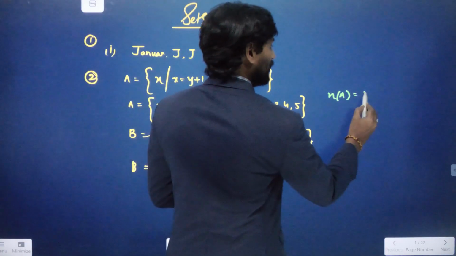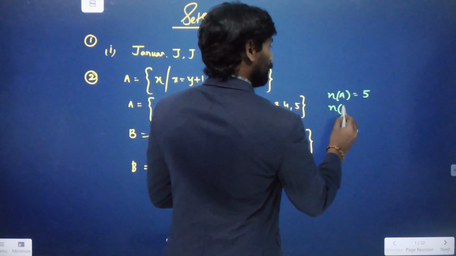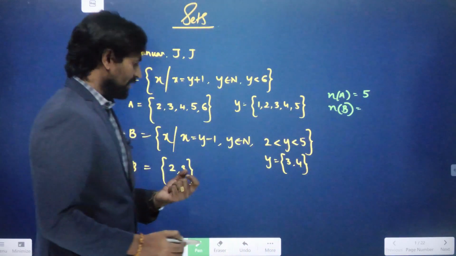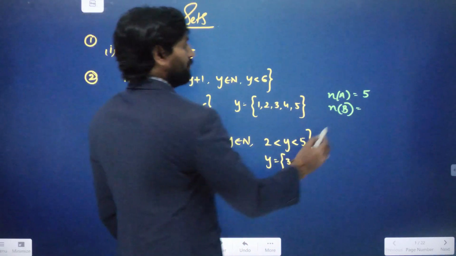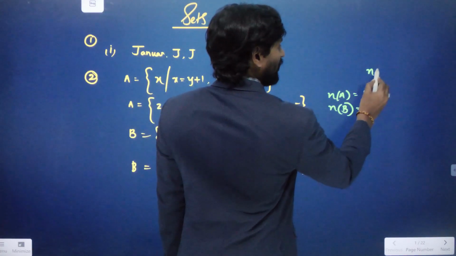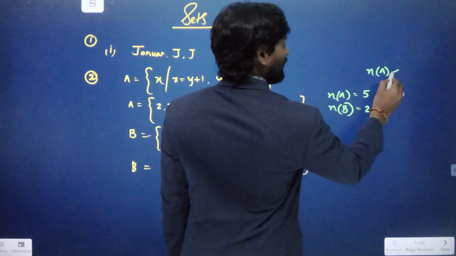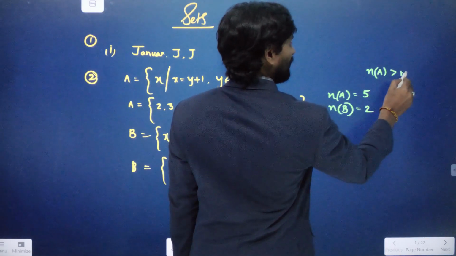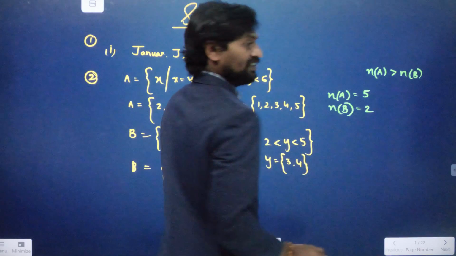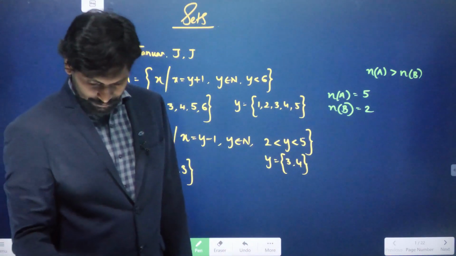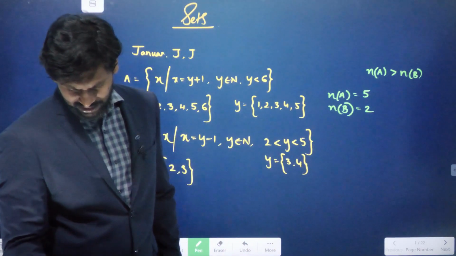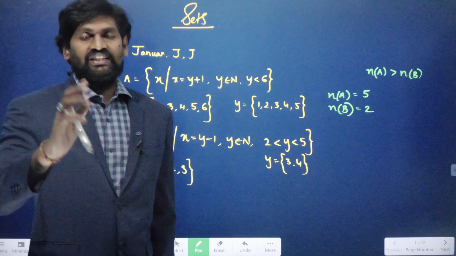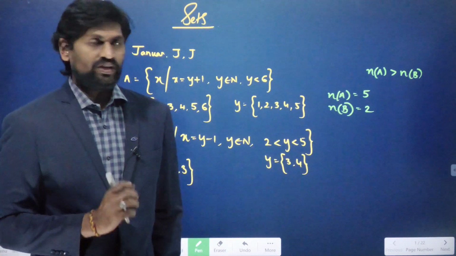n of A value is 5, and n of B is the number of elements in set B. Set B has 2 elements. So n of B equals 2. So accordingly we can write n of A is greater than n of B. So among the following options, let us check n of A greater than n of B. So option 3 is our required answer. Okay?